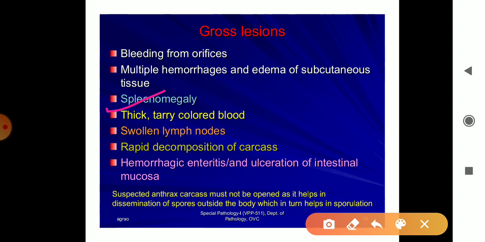So when we find a suspected case of anthrax, we should not go for any pathological or postmortem examinations, as the organism is already inside the body or inside the blood system. The spores may come out into the environment, and the people associated with that animal might get infected. So it is advised to all veterinarians and field functionaries at the grassroots level not to open the carcass, just go for incineration.